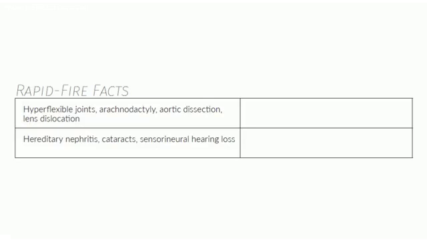All right, that's it for the quiz, but we also have a couple of rapid-fire facts. Hyperflexible joints, arachnodactyly, aortic dissection, and lens dislocation, this is Marfan syndrome, which was caused by a defect of fibrillin. And then hereditary nephritis, cataracts, and sensory neural hearing loss is Alport syndrome, which is due to a defect in type 4 collagen. Remember, can't see, can't pee, can't hear high C.